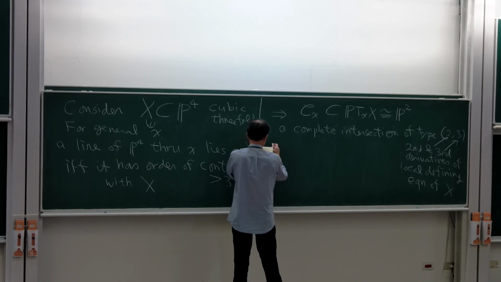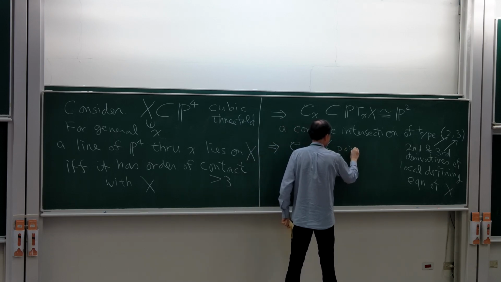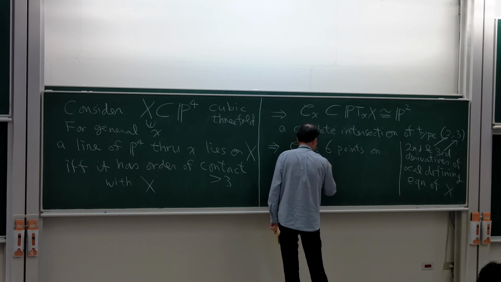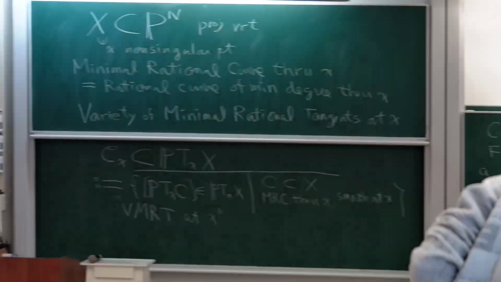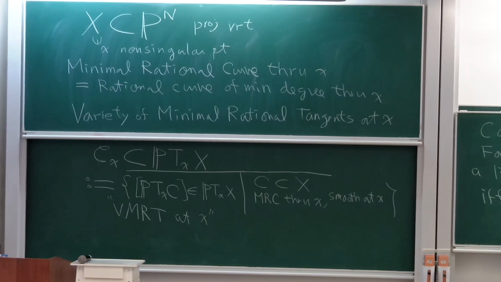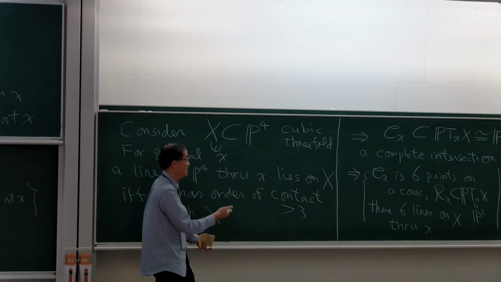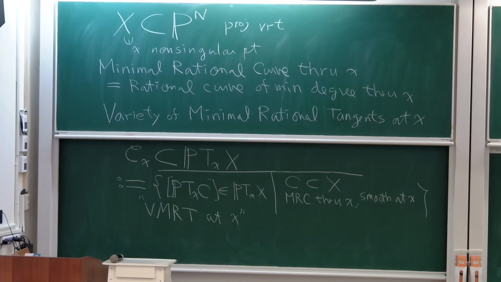In particular, this says that C_x is 6 points. It consists of 6 points on a conic, which we call R_x. So for general points, there is a conic, and the VMRT is just 6 points on a conic. And in particular there are 6 lines on X through x. Through a general point, there are exactly 6 lines on a cubic threefold.